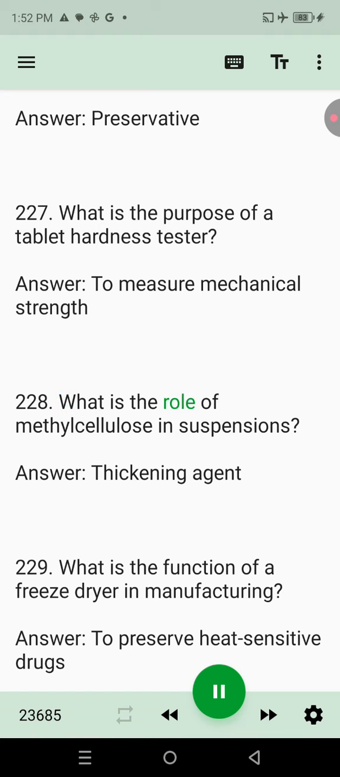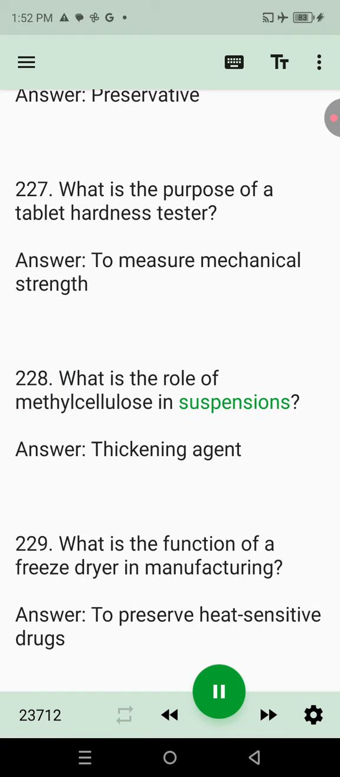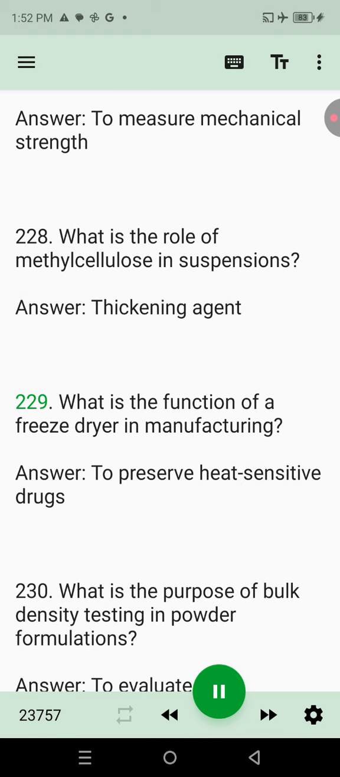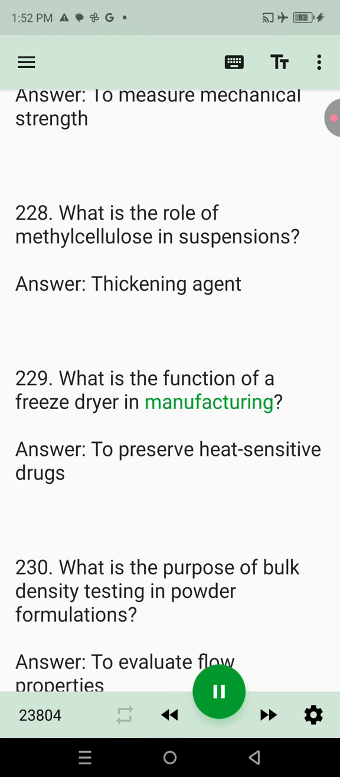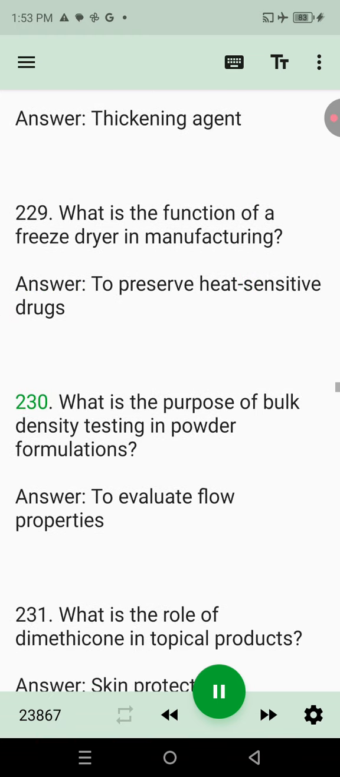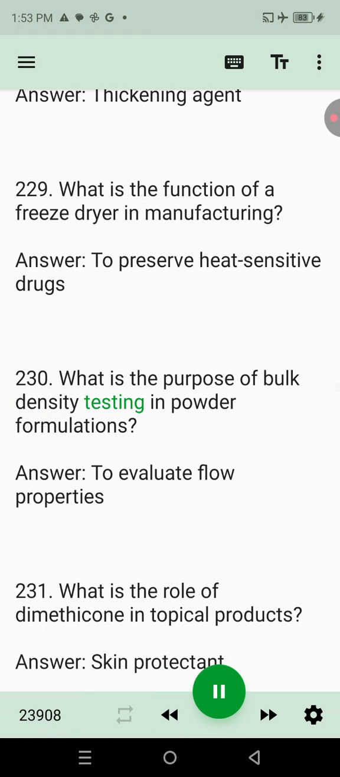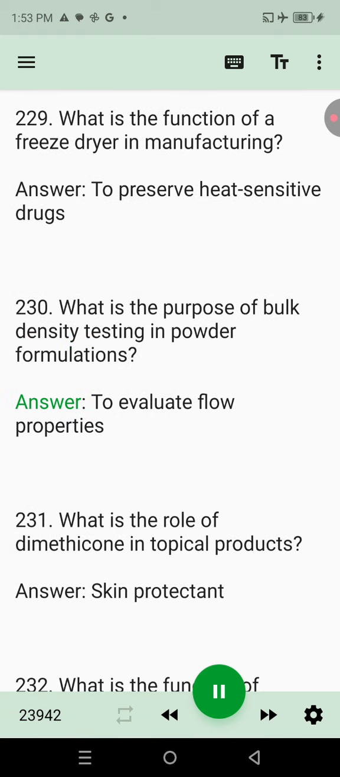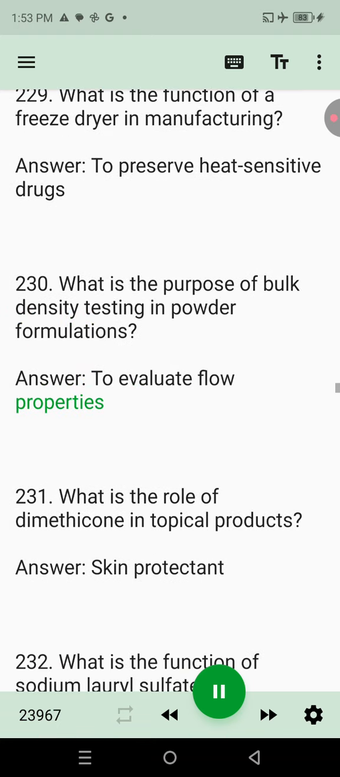228. What is the role of methylcellulose in suspensions? Answer: thickening agent. 229. What is the function of a freeze dryer in manufacturing? Answer: to preserve heat-sensitive drugs. 230. What is the purpose of bulk density testing in powder formulations? Answer: to evaluate flow properties.